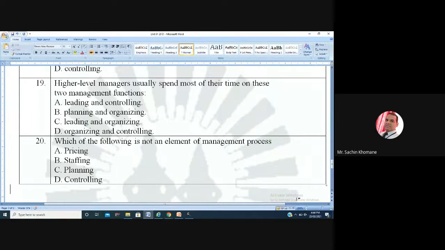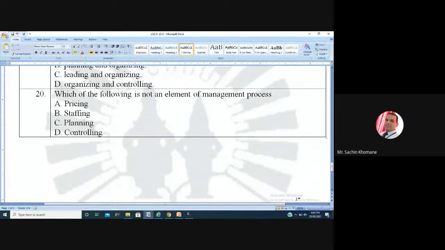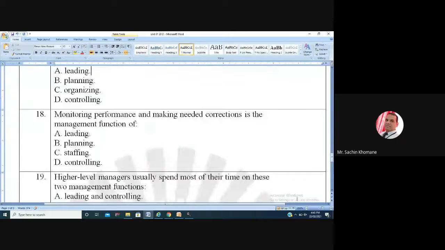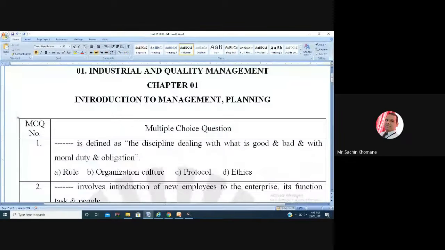And last question, which of the following is not an element of the management process? म्हणजे मॅनेजमेंटचं फंक्शन कुठलं नाहीये. स्टाफिंग, प्लॅनिंग, कंट्रोलिंग आहे. Pricing is not an answer. Pricing is not a management function. Getting? So I have discussed 20 questions for you. So in every unit there will be 20 questions.